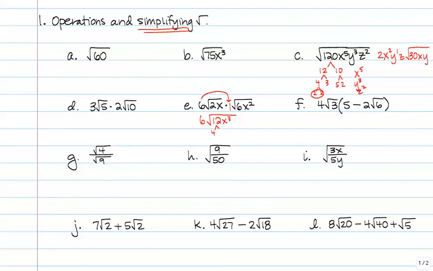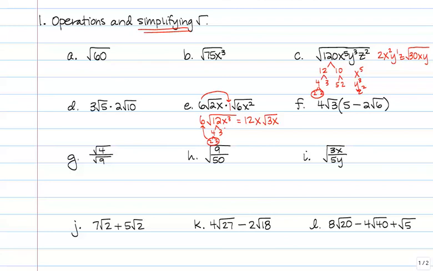Okay, so 12 breaks down into 4 and 3, 2 and 2. So I have a pair of 2's that will come out to multiply with the 6 and make 12. And with x to the third, again, we're looking for pairs. So there's 1 pair of x's with 1 x left over. Now remember, we still had a 3 left over from that 12, so I'm going to stick the 3 inside with the x.